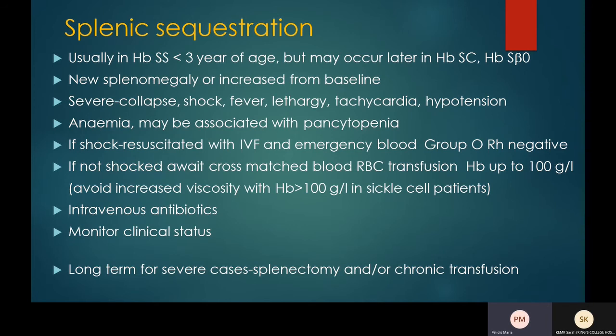One would also consider giving intravenous antibiotics and monitoring these patients quite closely. They often require an admission, especially if they require transfusion or at least observation. Now, once a child has had a splenic sequestration, they are at increased risk to have further splenic sequestrations, and especially if they have had a severe case, they may require a splenectomy or sometimes chronic transfusion.